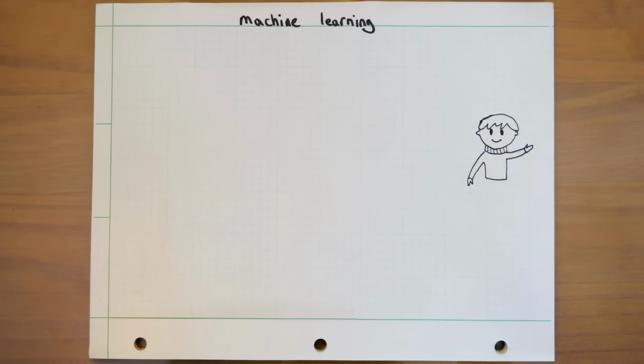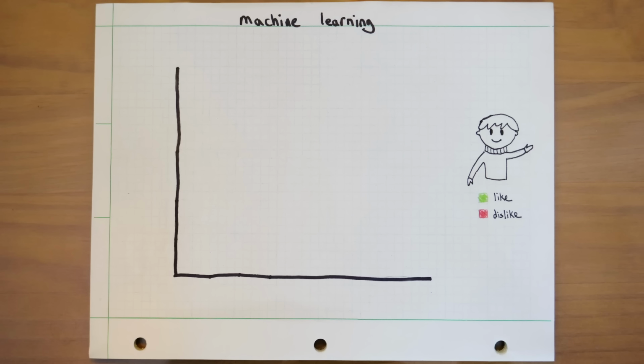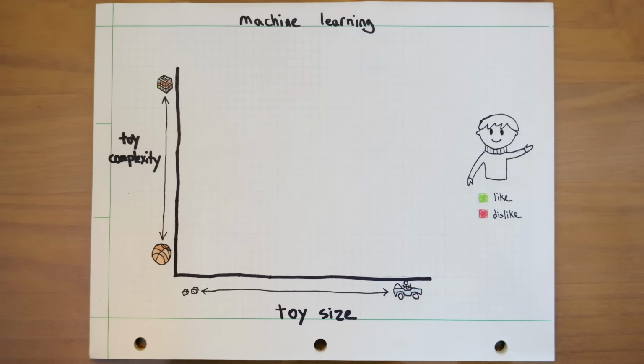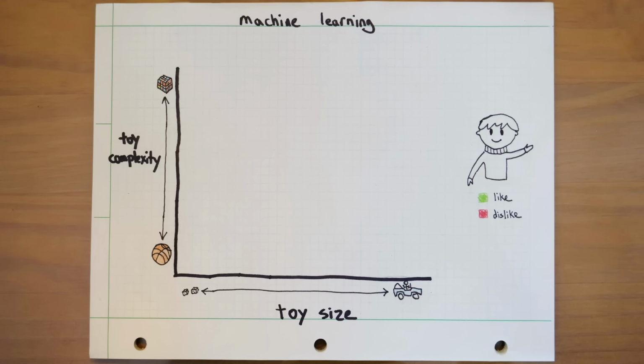Alright, let's say we have Timmy here. And Timmy likes certain types of toys, but not others. So in our fake example here, he decides this based on how big the toy is and how complicated it is. So from small to big, and then over here, how many parts it has from just one piece to a really complex toy with gears and moving parts and things like that. And so if we ask Timmy about 20 different toys and start to plot those on the graph, we'll start to see a pattern.